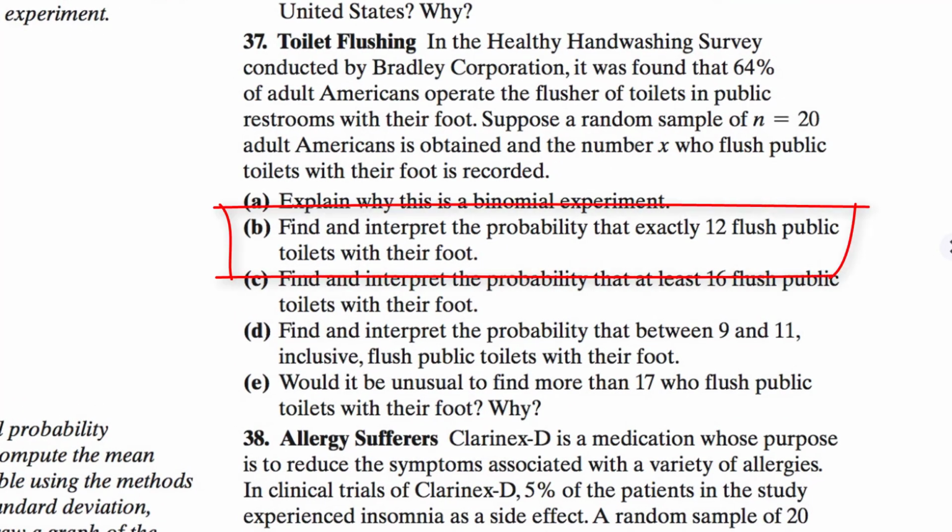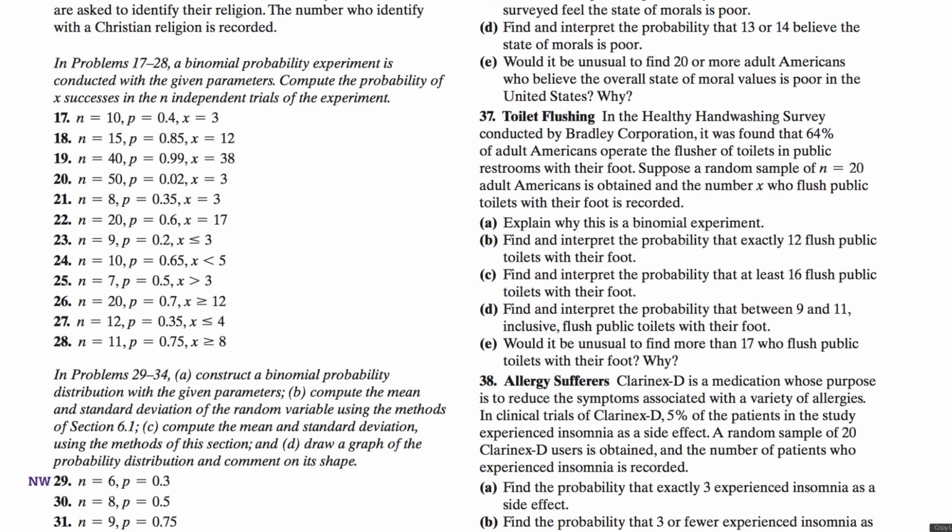Part B says, find and interpret the probability that exactly 12 flush public toilets with their foot. Okay, so I'm going to write something, and let's take a look.